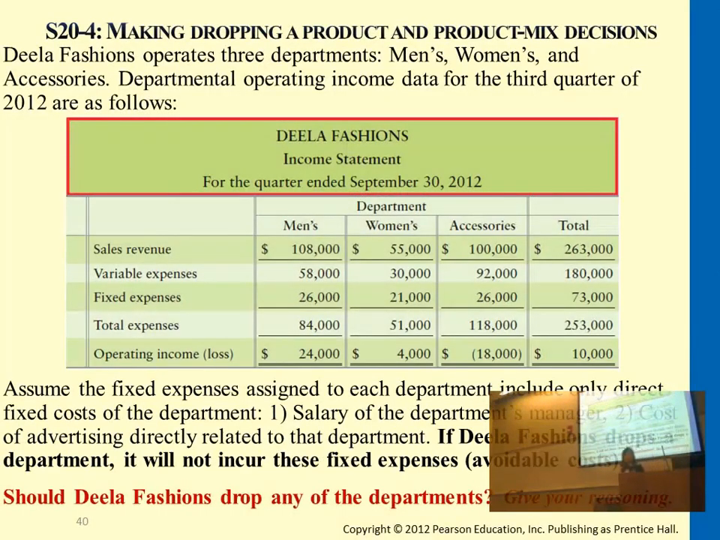Now this last exercise we went over, remember which department to drop, which departments to keep. It's pretty obvious that one of them has a significant operating loss, negative $18,000. But really what we need to focus on here is whether a certain area of fixed costs is avoidable or not. Some of the fixed costs may be unavoidable, some of them are avoidable. If it's avoidable, it means if we drop the department, the cost also disappears.